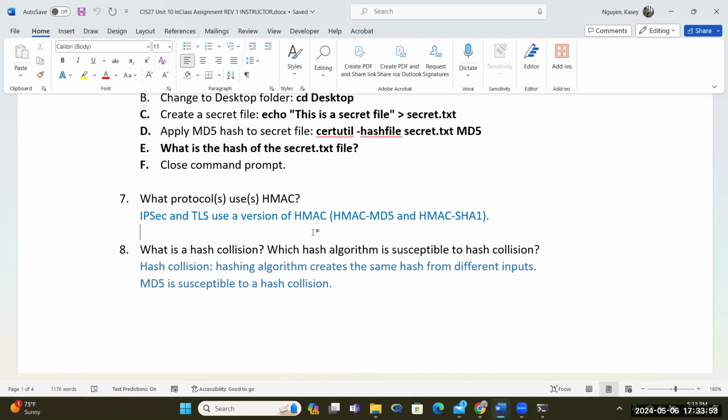So you need certutil. Hashfile is one word. It has to be identical to the instruction.